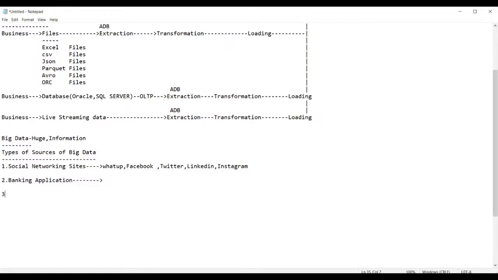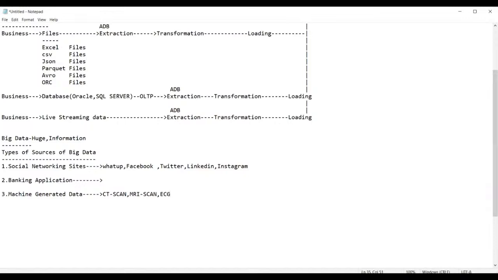Then we can also get data from machine generated data. What do you mean by machine generated data, guys? The data which is generated by a machine. Suppose you have a CT scan machine, which scans the human body, or an MRI scan machine, and even ECG machines. These are all machines which generate some data.